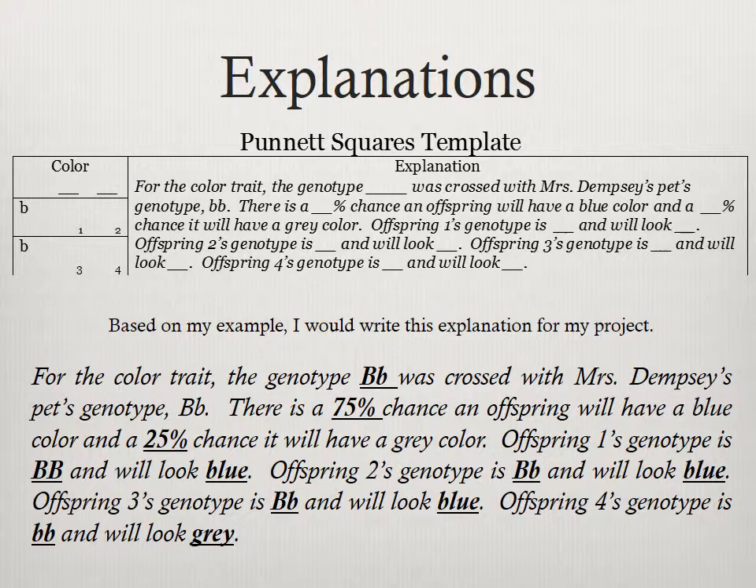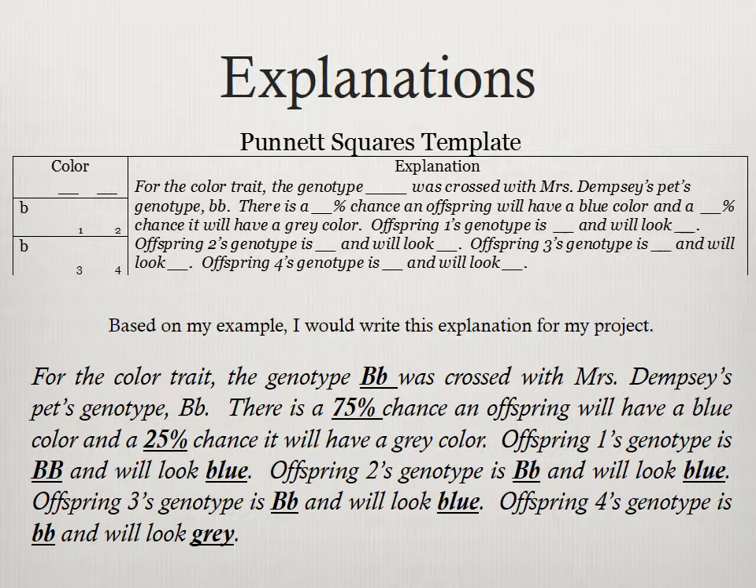Offspring number 1 has Big B, Big B. It will look blue. Offspring number 2 has Big B, Little B. It will look blue. Offspring number 3, Big B, Big B. It will look blue. Offspring 4, Little B, Little B, it will look gray.